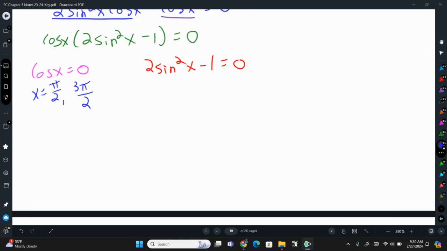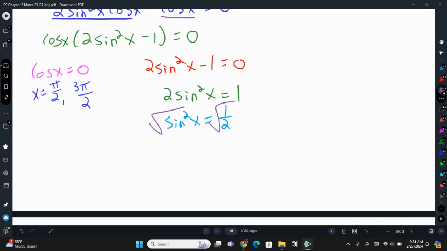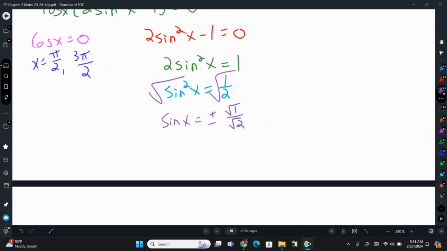The right side is going to require a bit more work. Add 1 to both sides. Divide by 2. Sine squared x equals 1/2. Square root both sides. So sine x equals plus or minus the square root of 1 over the square root of 2. Well, we can't have that, so we multiply the top and bottom by the square root of 2. So sine x equals plus or minus the square root of 2 over 2.